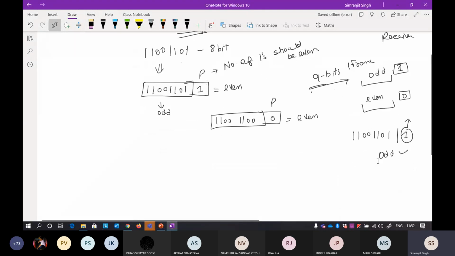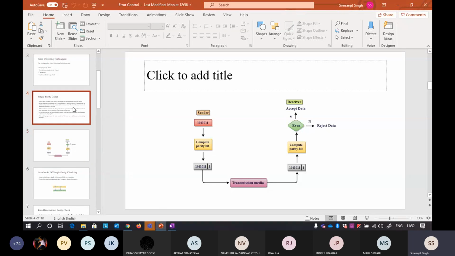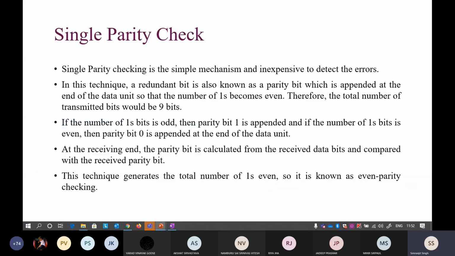Now you see, if the receiver got a parity bit of 1, it already knows the number of ones in the data will be odd. If the receiver got a parity bit of 0, it already knows the number of ones in the data is even. Okay, so that is the procedure for single bit parity check here.